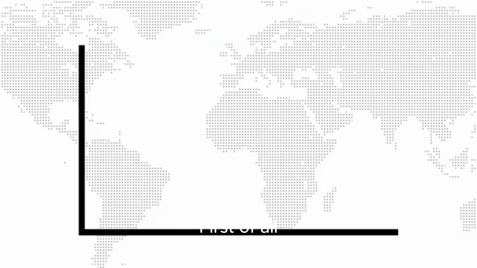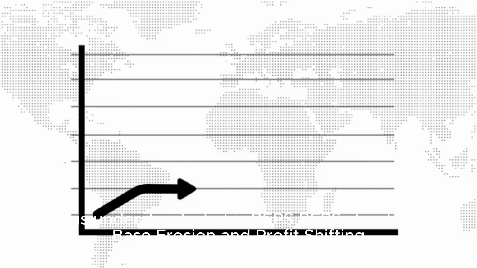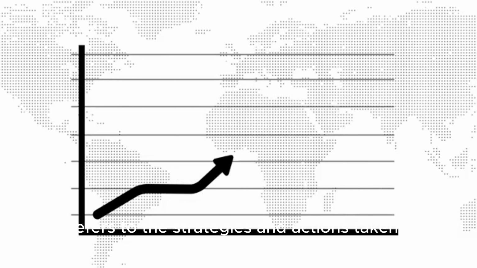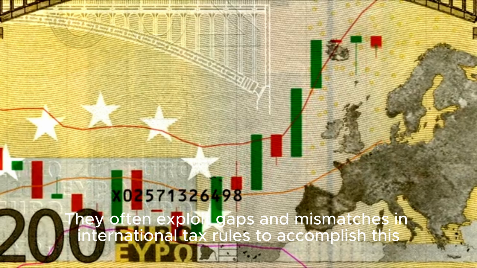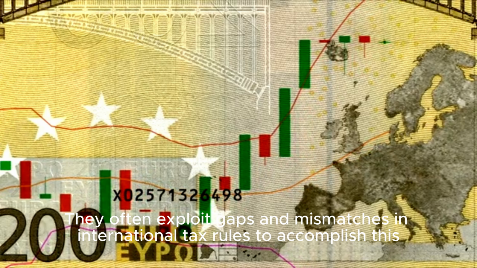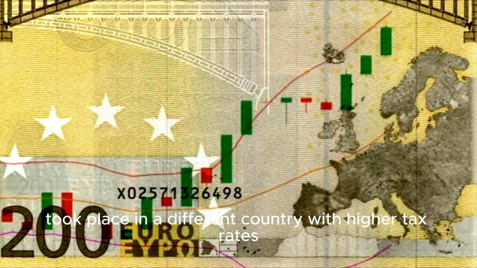Let's get started. First of all, let us understand what is BEPS. BEPS stands for Base Erosion and Profit Shifting. It refers to the strategies and actions taken by multinational companies to move their profits from countries with higher tax rates to countries with lower tax rates. They often exploit gaps and mismatches in international tax rules to accomplish this. For instance, a company might shift profits to a subsidiary in a low-tax jurisdiction even though the actual economic activity took place in a different country with higher tax rates.